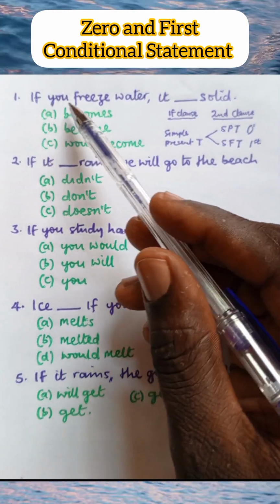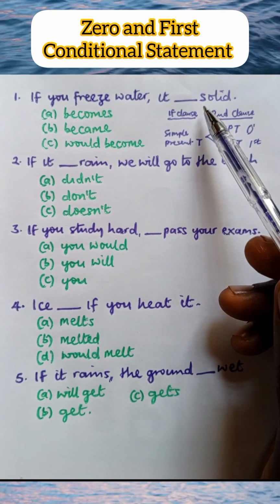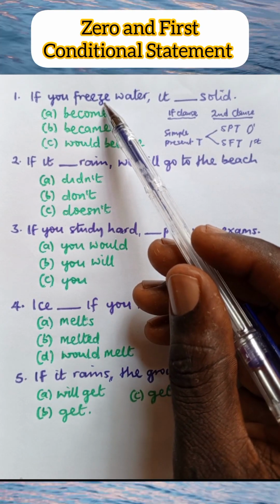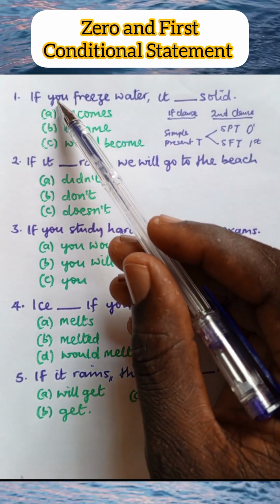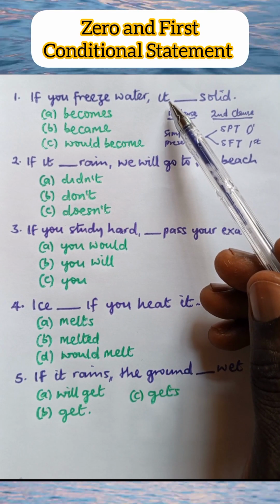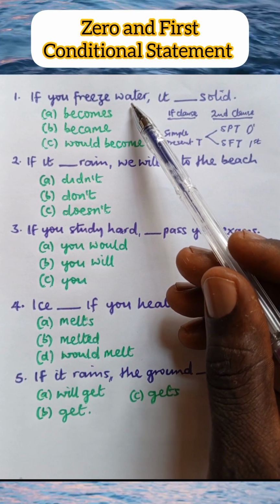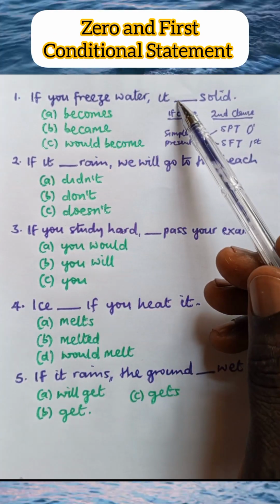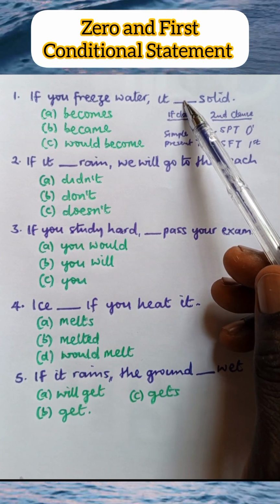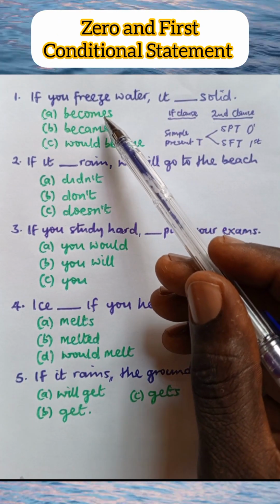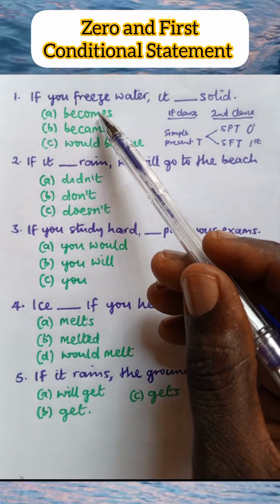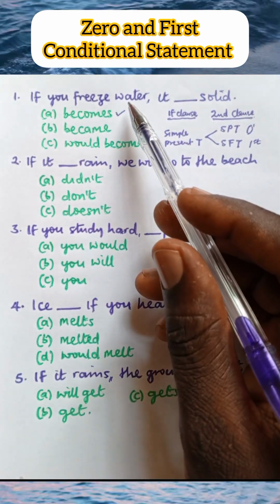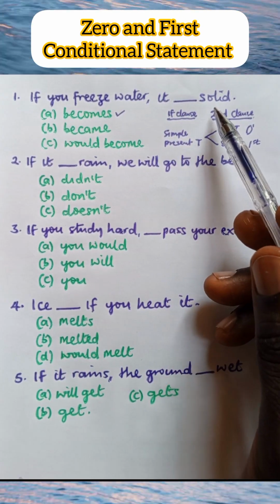Now, number 1, if you freeze water, it's blank solid. Now, the verb in the if clause, freeze, is a simple present tense verb. And the statement is a universal truth because if you freeze water, it solidifies. And since the verb in the if clause is simple present, the verb in the second clause should be simple present. And from among the options, the only simple present tense verb is becomes, so the correct option is option A. If you freeze water, it becomes solid.